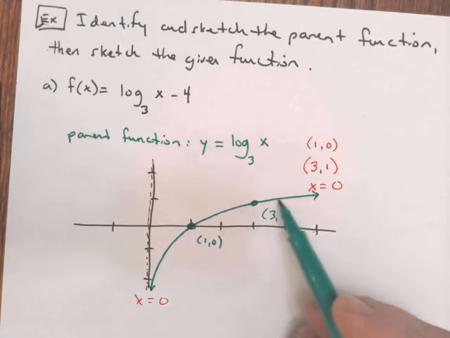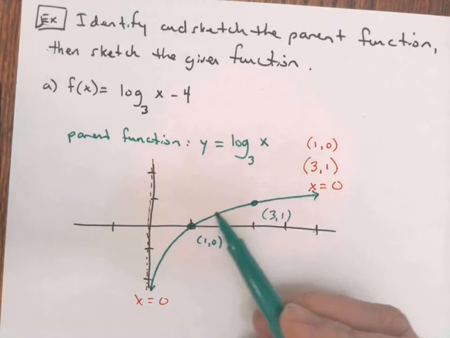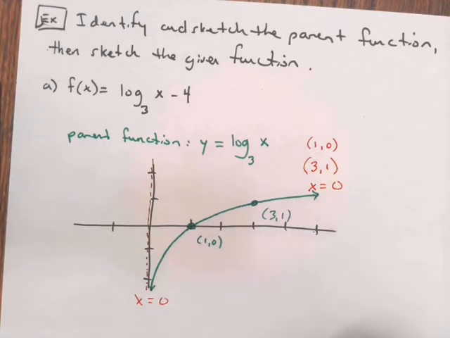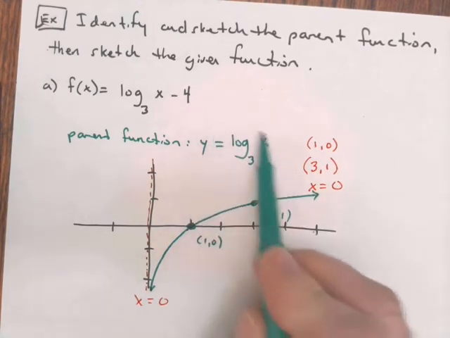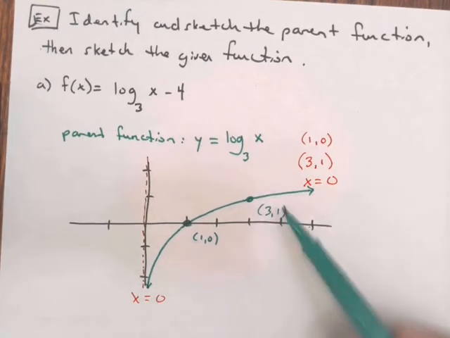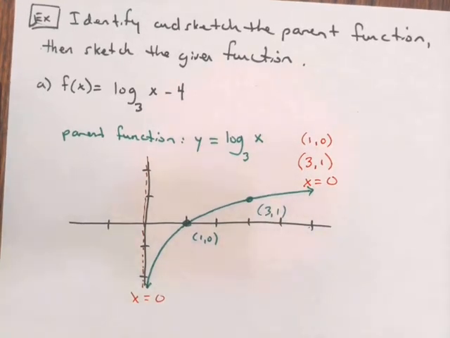This graph will continue to go to the right and up, to the right and up. It starts out pretty steep, but gets less steep as you go to the right, but it's never going to level out. It's going to continue going to the right and up. So that is the parent function equation, and this is what the graph of that would look like.